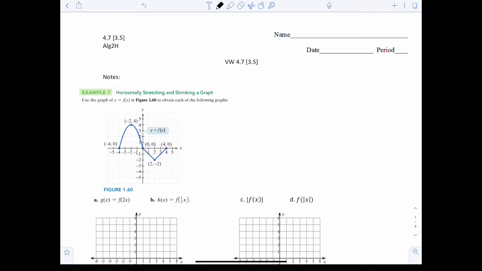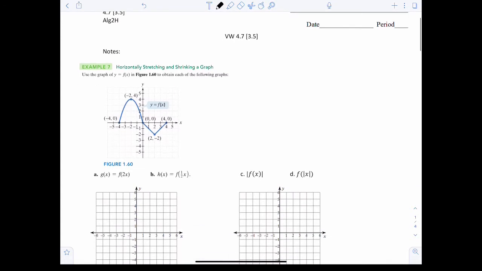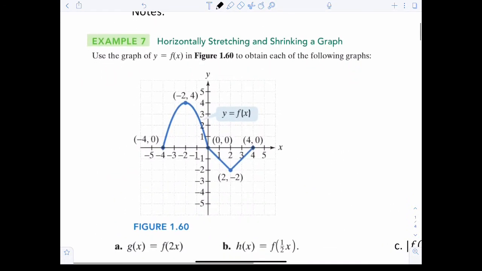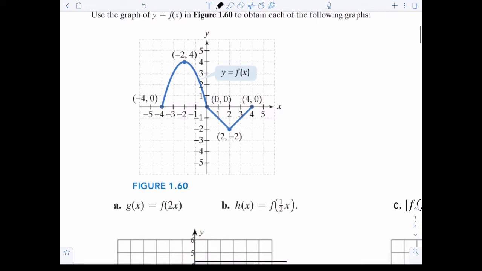Welcome to VW 4.7. Today we're going to be talking about more graphs. So for our first example, look at this. I'm giving you this graph f of x. So this is again a given graph, this shape. We'll do A in black. It says find f of 2x.